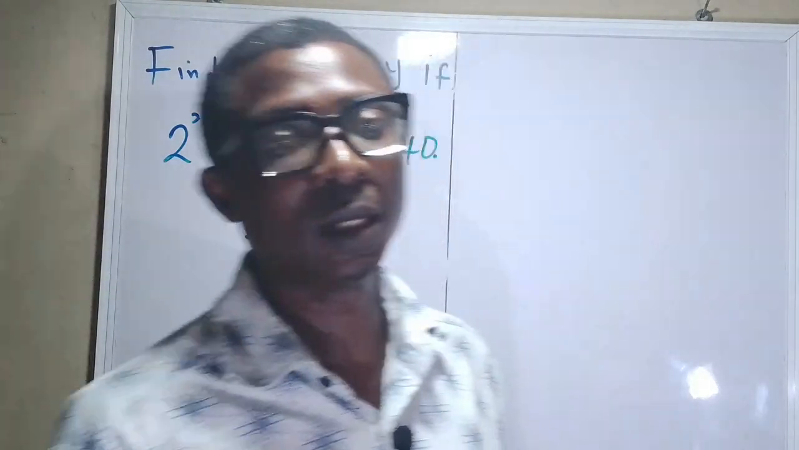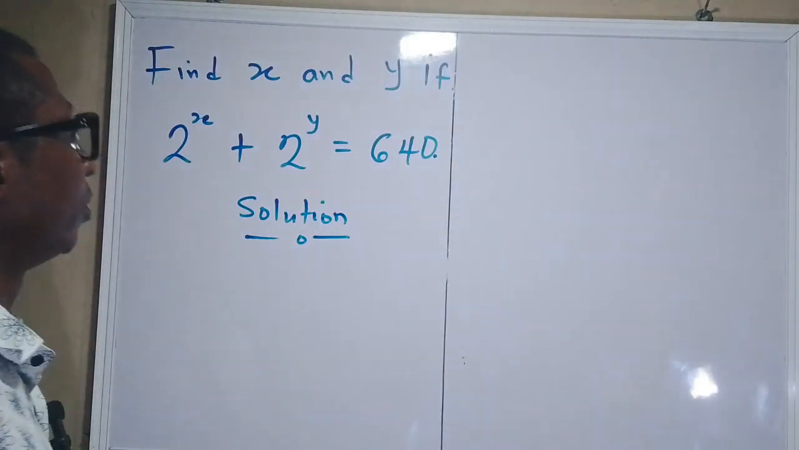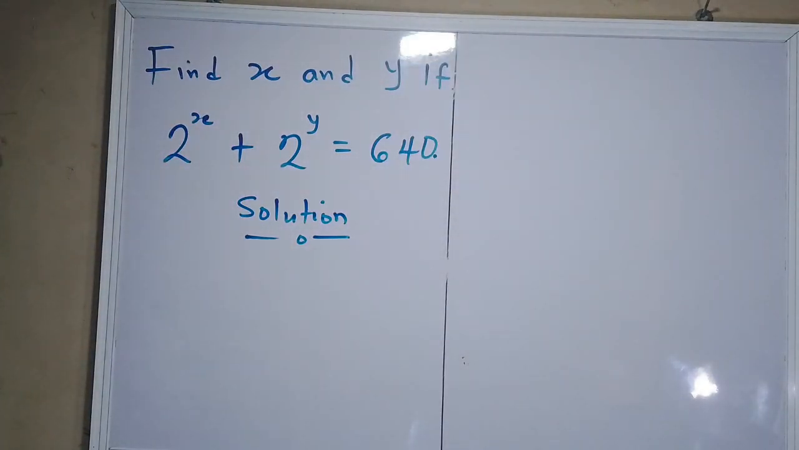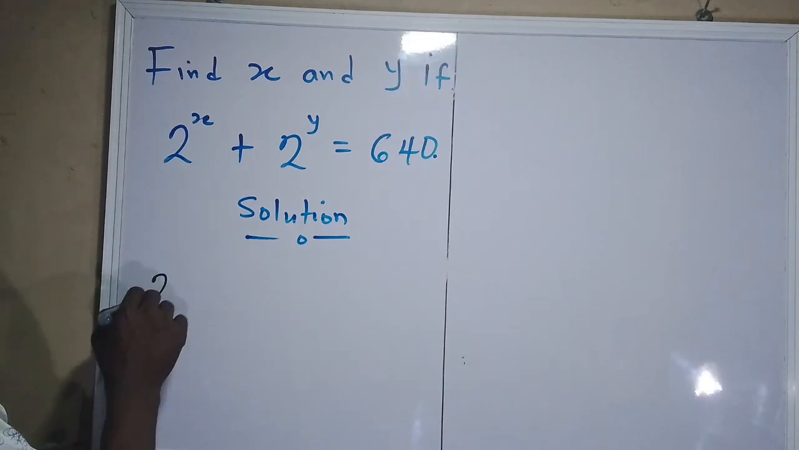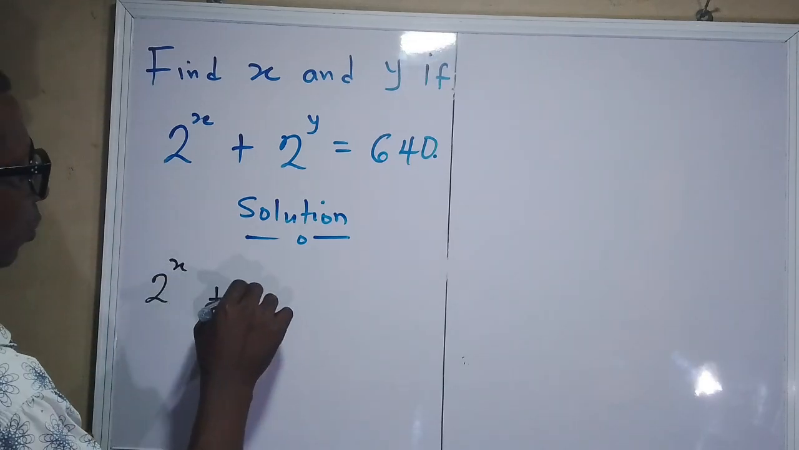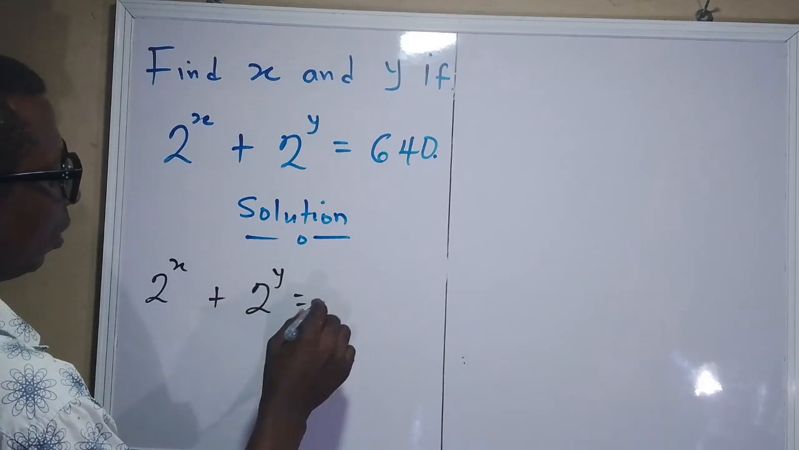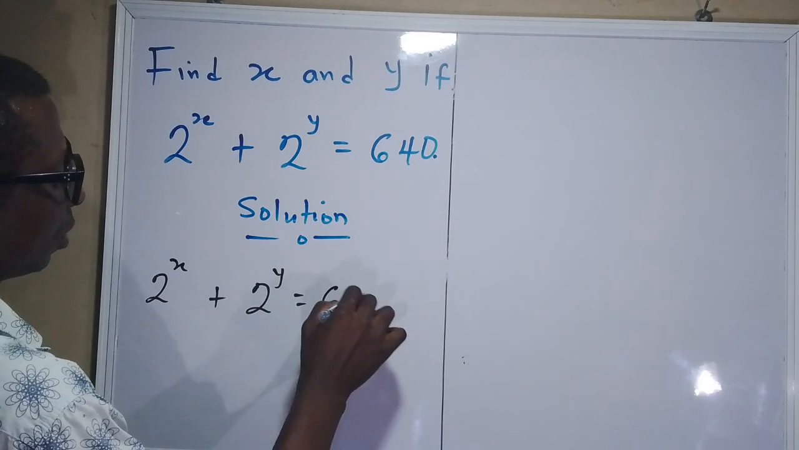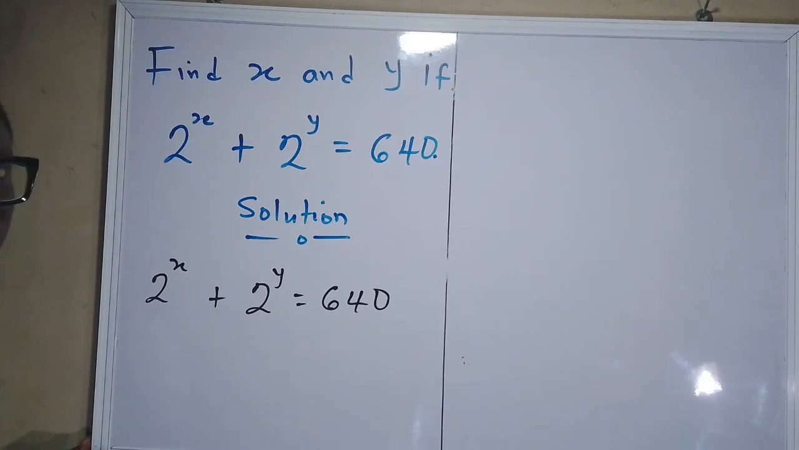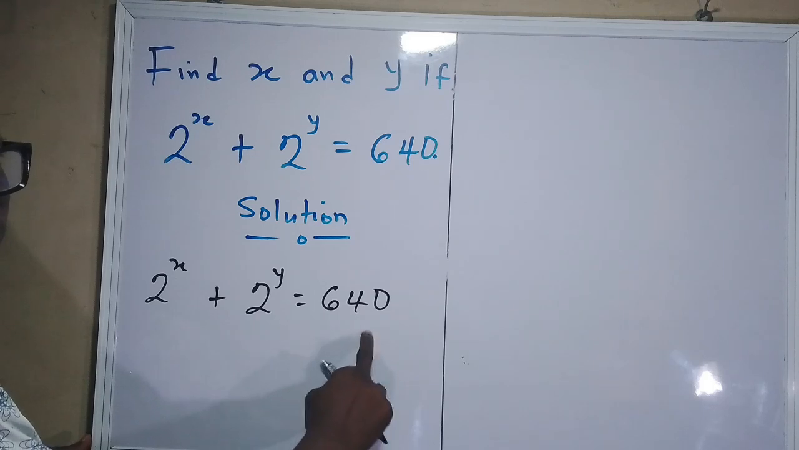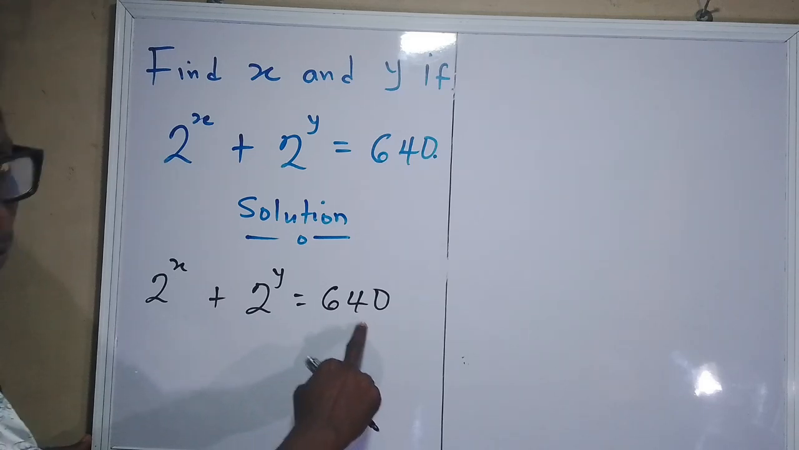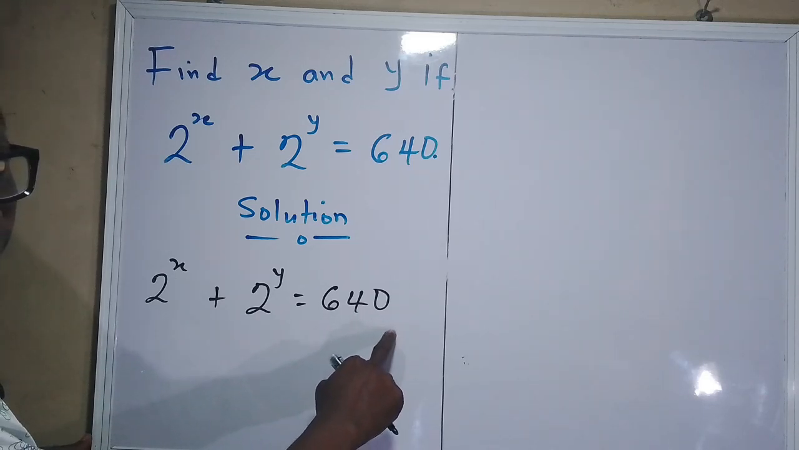Now let's solve this problem on the indices. So find x and y if 2 raised to the power of x plus 2 raised to the power of y equals 640. So we try and express this as a product of 64 and 10.